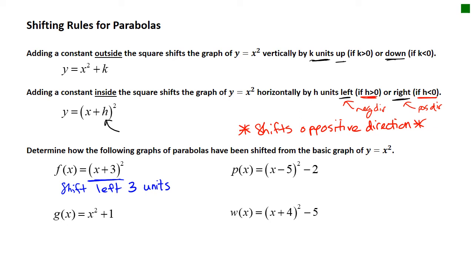In the function g, the +1 is on the outside of the function, so that's an up or down movement, and the sign tells us exactly which direction to move. So because it's plus, we shift up 1 unit.